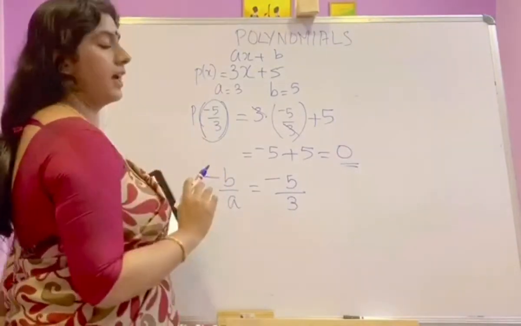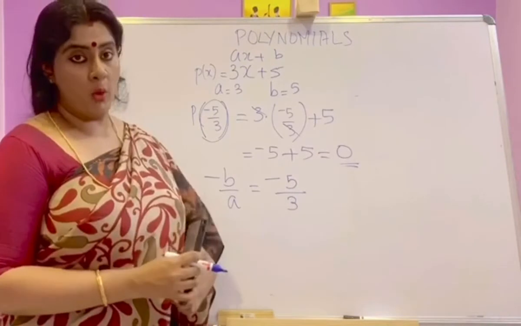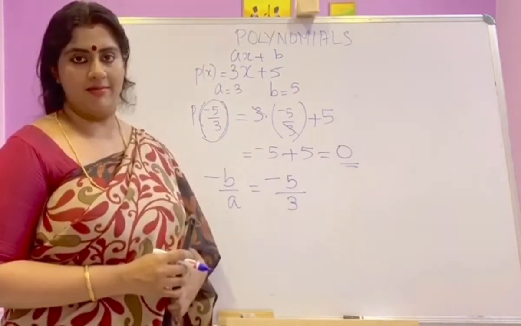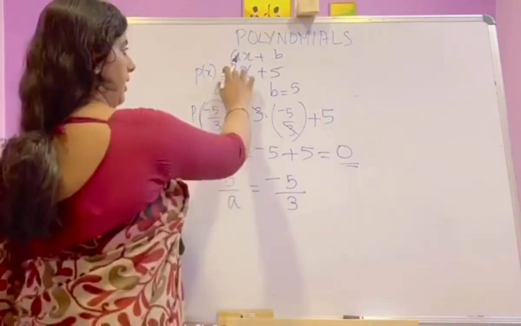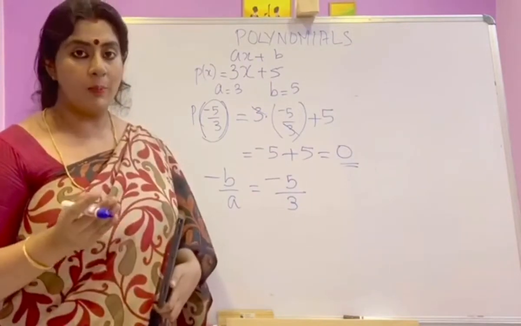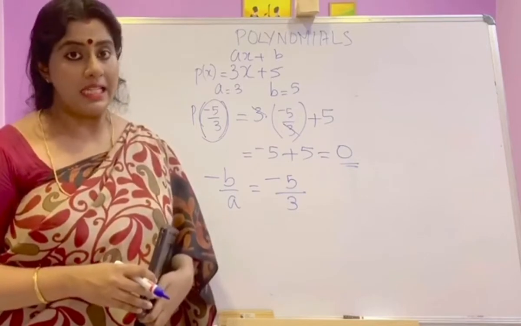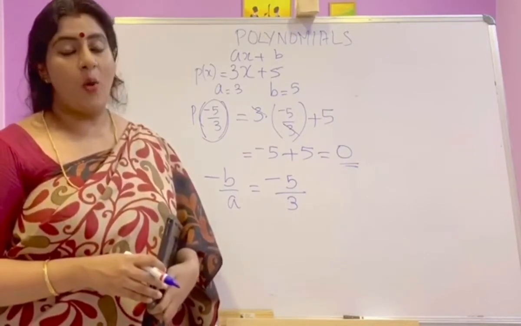So, we can conclude that in a linear polynomial, the zero of the polynomial is equal to negative b by a. Here a is the coefficient of x and b is the constant term, and the zero of the polynomial is negative b by a for a linear polynomial. Now we can consider a quadratic polynomial.